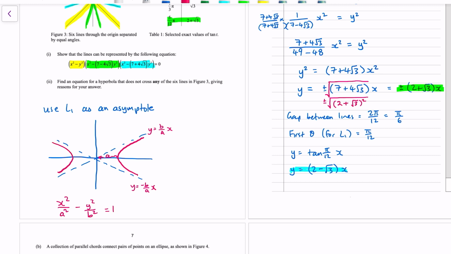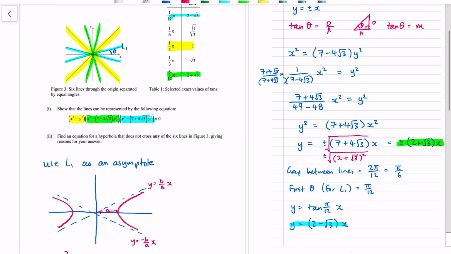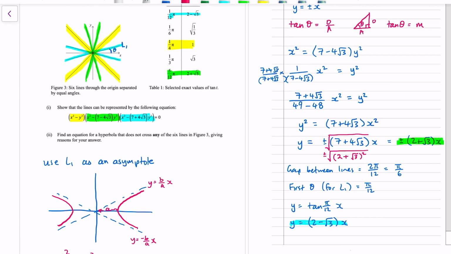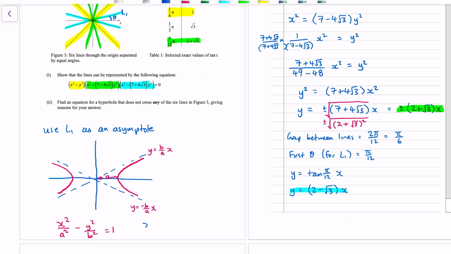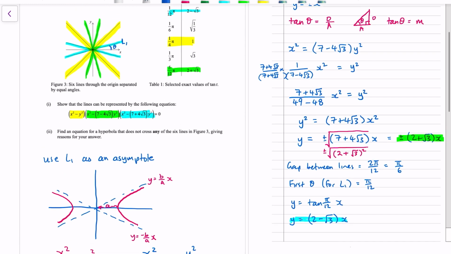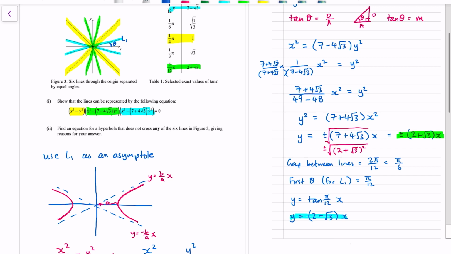Okay, so if we just set a to equal 1 and b to equal 2 minus root 3, then our slope will be 2 minus root 3 over 1. So x squared over 1 minus y squared over 2 minus root 3 all squared equals 1. That hyperbola there will be stuck between those lines.